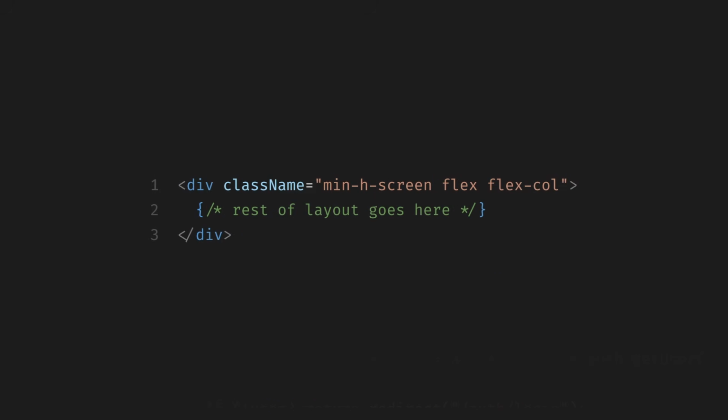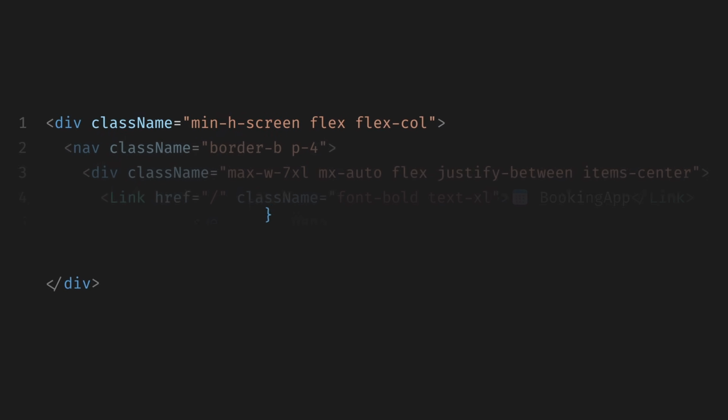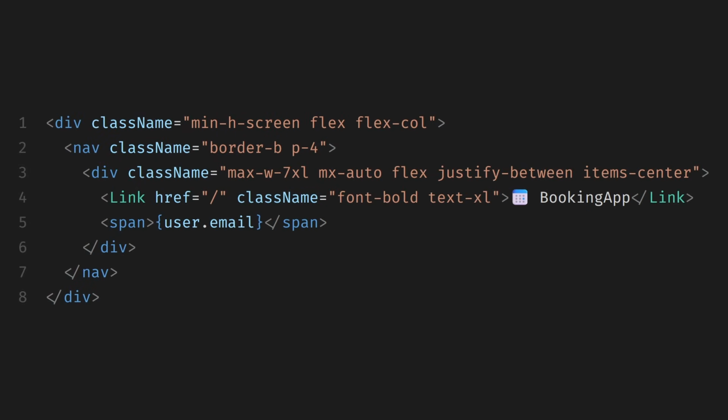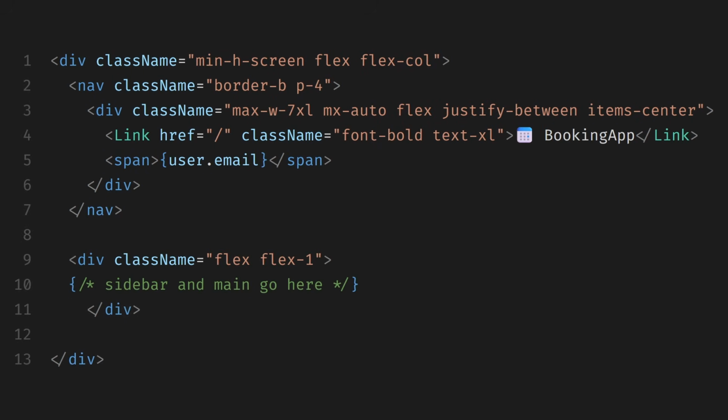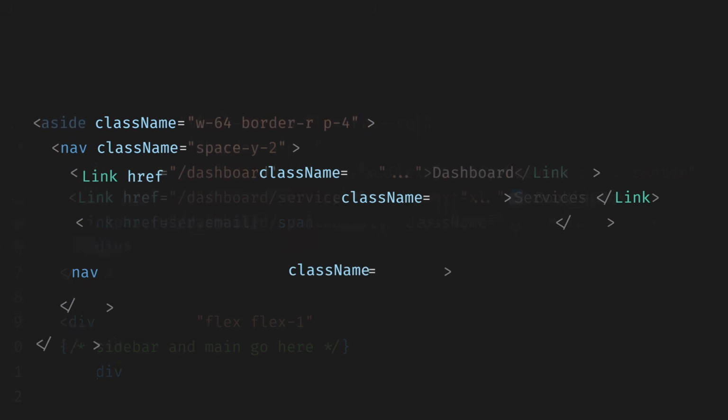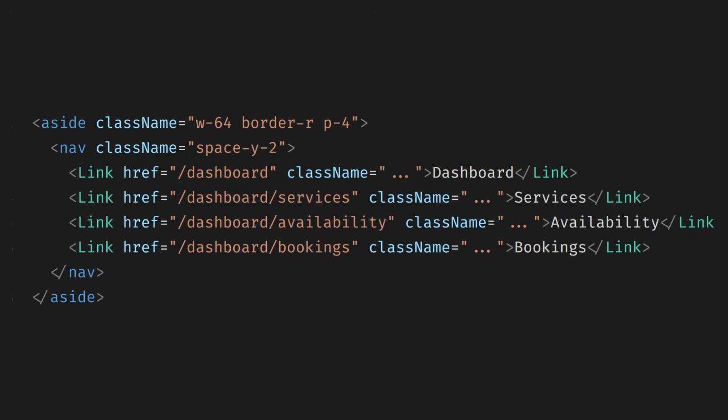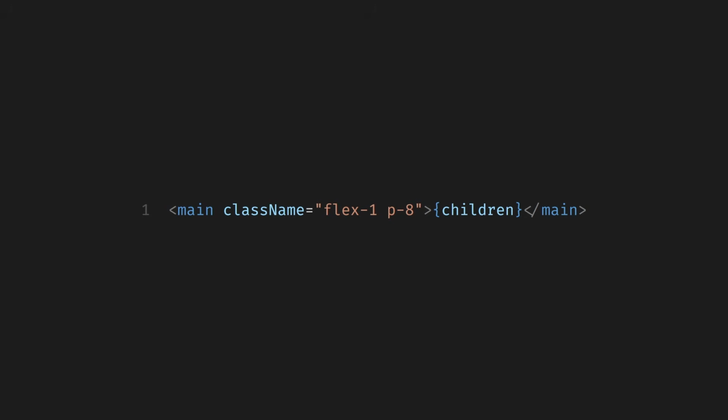Next, we build the UI. First, we create a container that stretches the full height of the screen and uses Flex to organize everything vertically. Next, we add the top navigation bar. This is where we show the app name on the left and the logged in user's email on the right. After the nav, we split the page into two main sections using Flex, the sidebar and the main content. On the left, we add a sidebar with navigation links for dashboard, services, availability, and bookings. On the right, we have the main content area where children renders the actual page content.